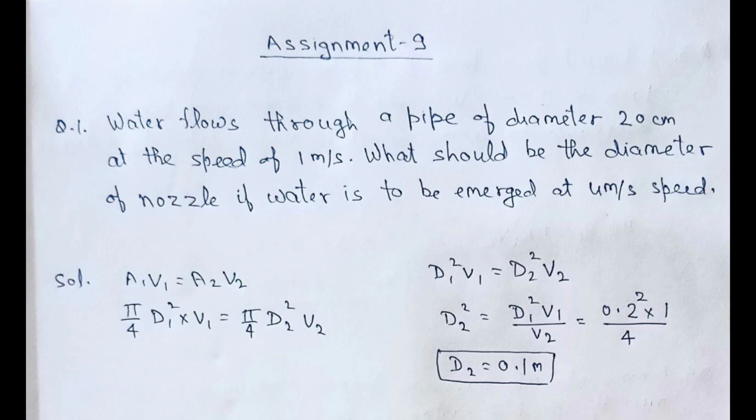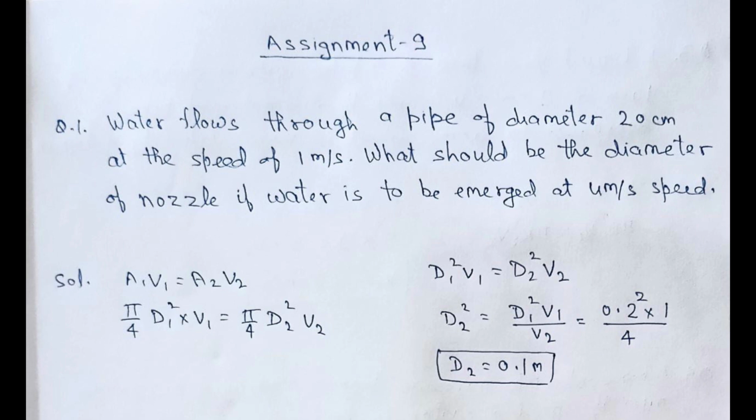Water flows through a pipe of diameter 20 centimeter at the speed of 1 meter per second. What should be the diameter of nozzle if water is to be emitted at 4 meter per second speed? So in this question you can see that initial diameter and initial velocity are given as 20 centimeter and 1 meter per second, and final velocity is given as 4 meter per second. You have to calculate the new diameter.